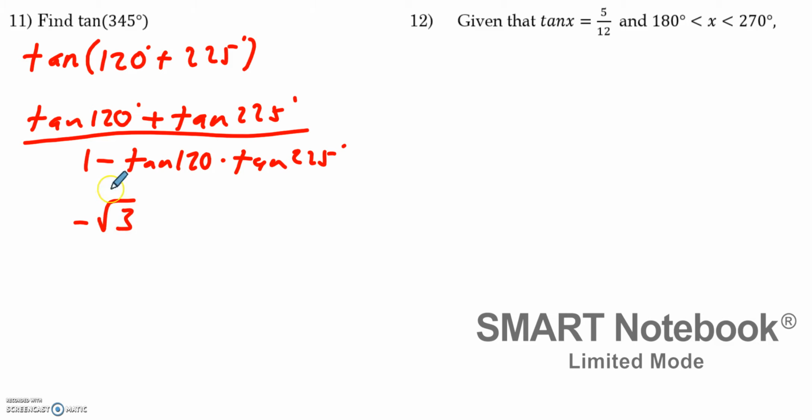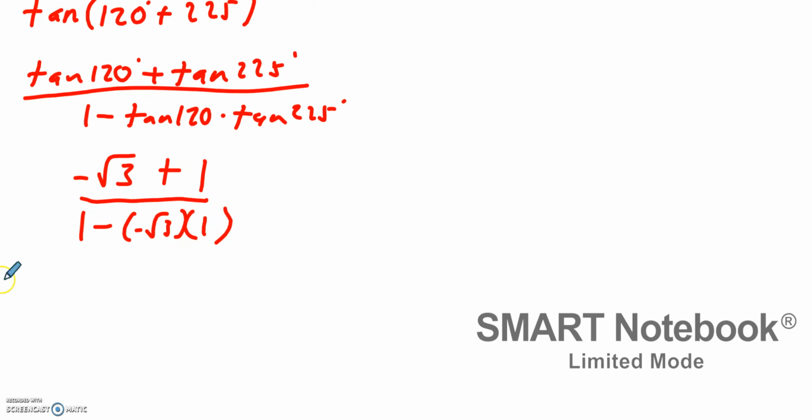You can find this again by taking the y value and dividing it by the x. The tangent value of 225 in the third quadrant, tangent is positive in the third quadrant, and that's going to be a positive 1, over 1 minus tangent of 120 is again negative root 3. Tangent of 225 is a positive 1. So if I simplify this a little bit, the numerator is still negative 3 plus 1, but the denominator with the double negative becomes 1 plus root 3.